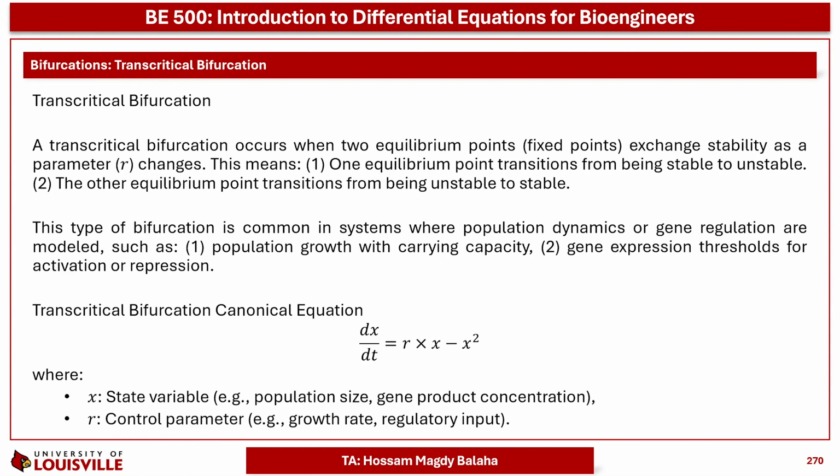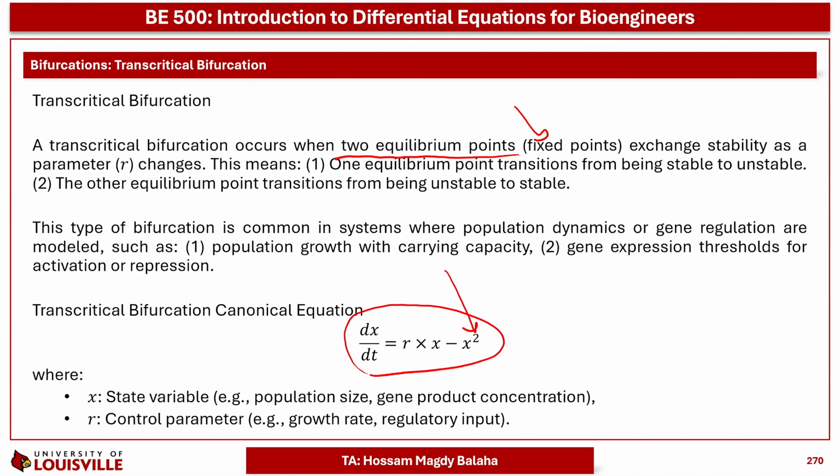Another type is called transcritical bifurcation, and this bifurcation happens when two equilibrium points, we can call them fixed points, exchange stability as the parameter r changes, which means that one equilibrium point transitions from being stable to unstable, and the other equilibrium point transitions from being unstable to stable. So we have a change in the state of these two equilibrium points. The change will happen at the bifurcation point. We can consider this canonical equation, dx/dt = rx - x², and it's nonlinear because we have here x squared.